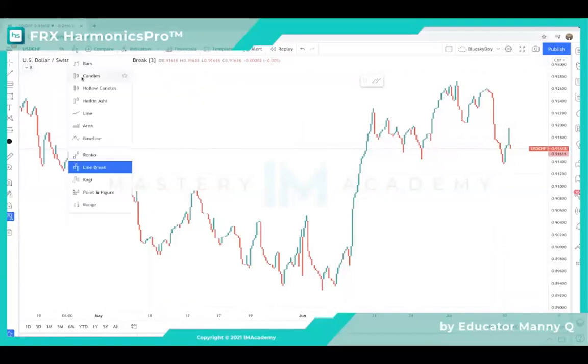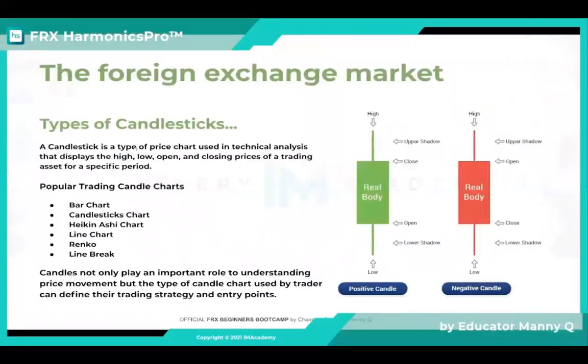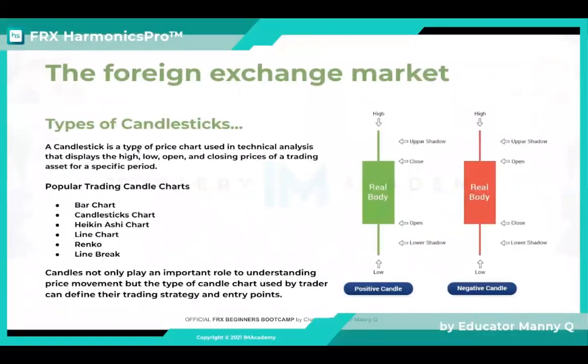All right. Now, with that being said, let's go back over to the typical candles and come back over to our charts. Please remember that candles not only play an important role in understanding price movement, but the type of candle chart used by a trader can define their trading strategy and entry points. That's because as you change candlesticks, it incorporates different types of readings, which allows you to understand the market in a different way, helping to give you earlier entries, perhaps later entries, perhaps more confirmed entries. Maybe it can signal fake outs to you inside of the market. It all is really up to your imagination and your ability to put strategies together.